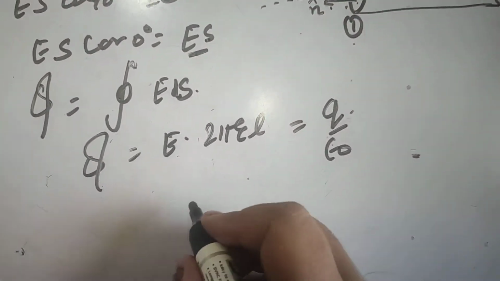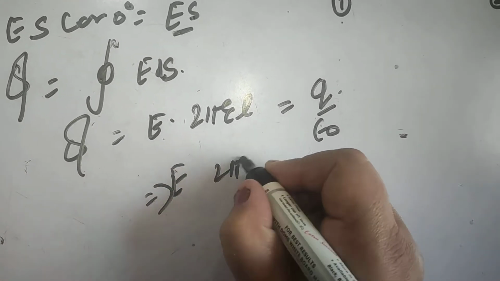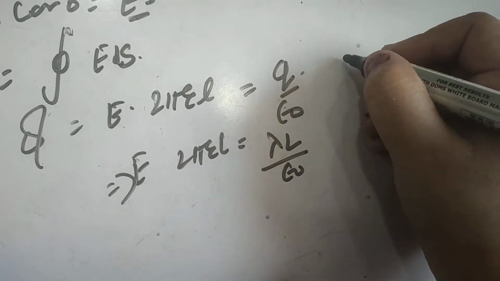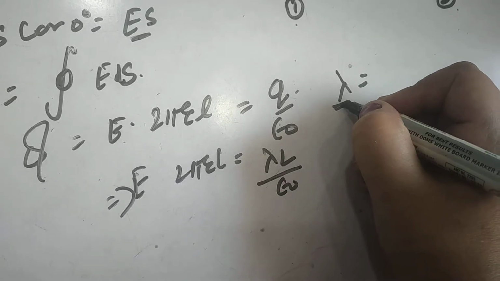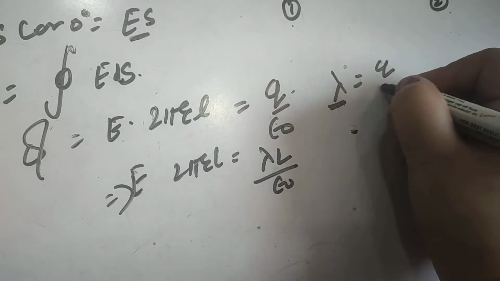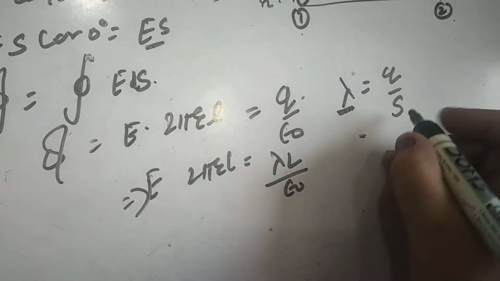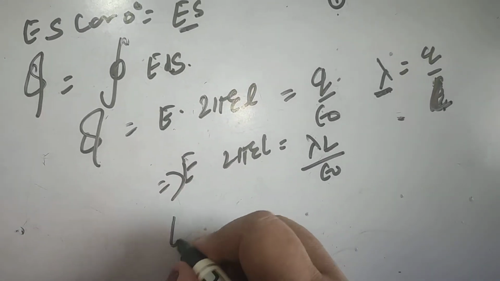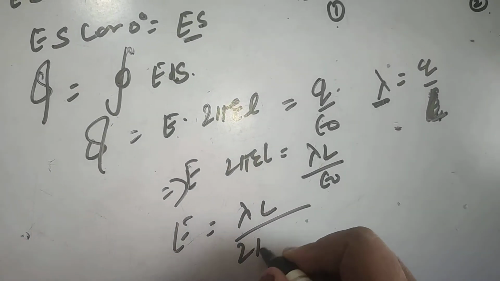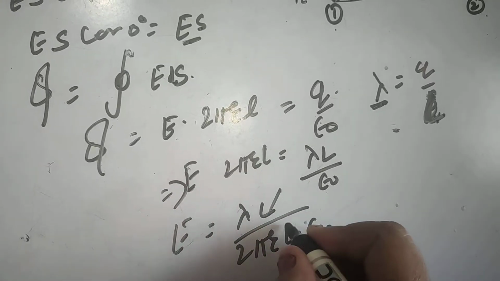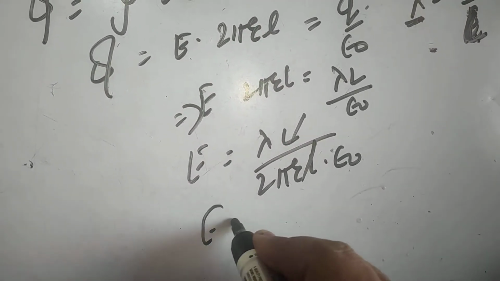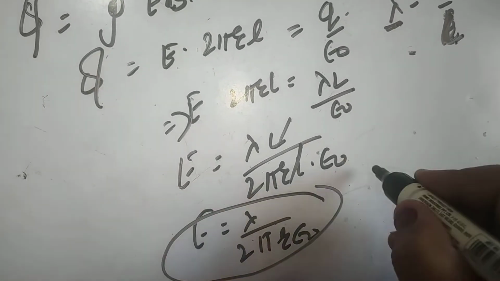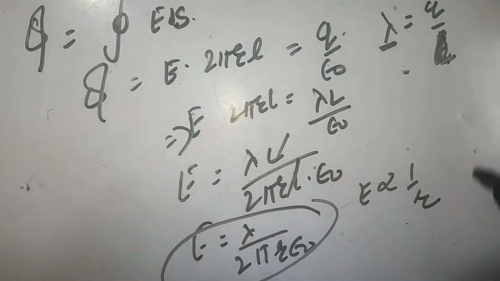For linear charge density, we know that E times 2 pi r L is given by Q, which is lambda L, upon epsilon naught. Since we know that lambda, which is the linear charge density, is charge per unit length L, so Q is equal to lambda L. So E is given by lambda L by 2 pi r L into epsilon naught. L and L cancel. So we are left with E is equal to lambda upon 2 pi r epsilon naught. It means E is inversely proportional to r.